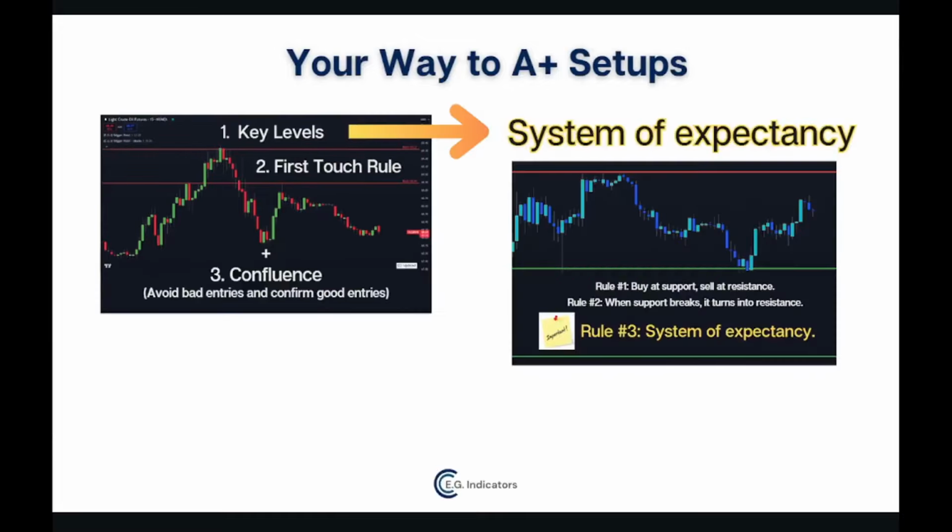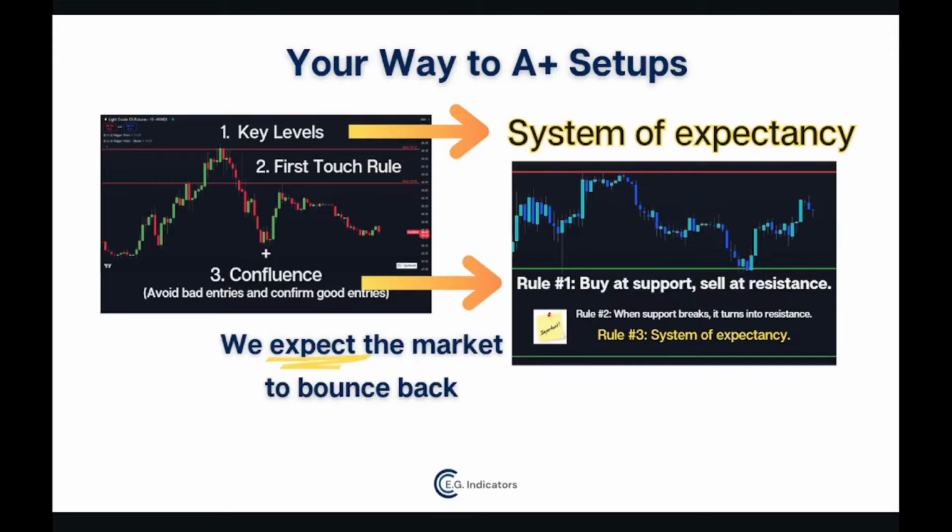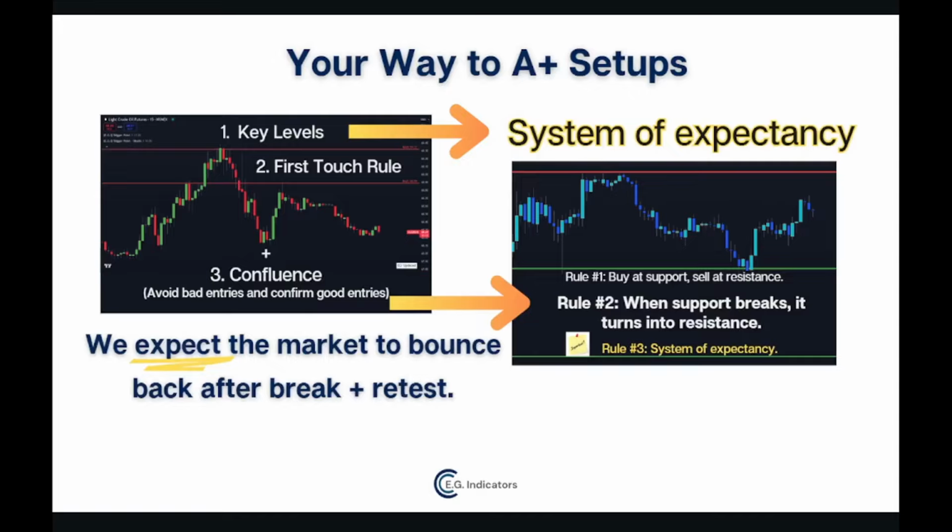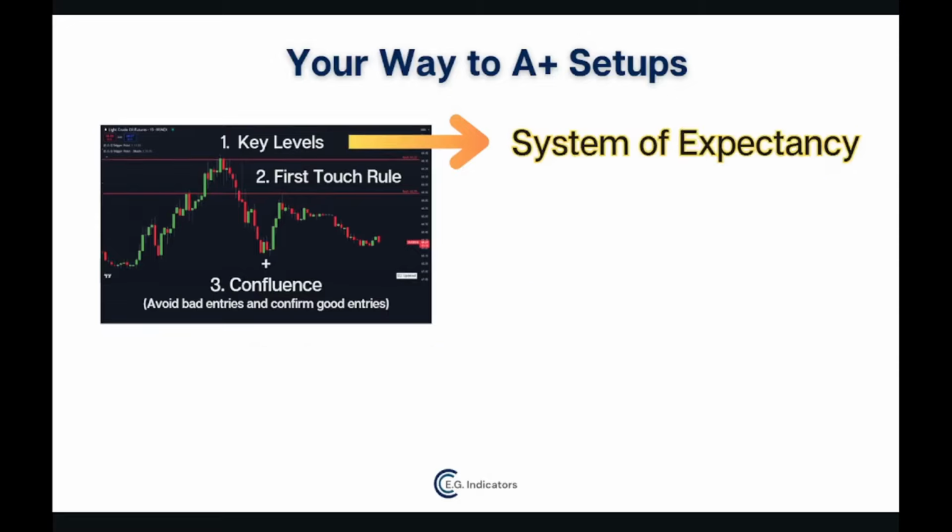So significant price levels come with a system of expectancy. Remember, guys, we expect that the market will bounce back. We buy at support since we expect the market to go to the upside after it touches the level. We sell at resistance since we expect the market to go to the downside, and we expect that after the level breaks, the market will retest it and then bounce back. So key levels provide you with a system of expectancy.